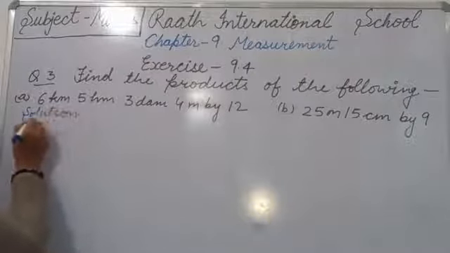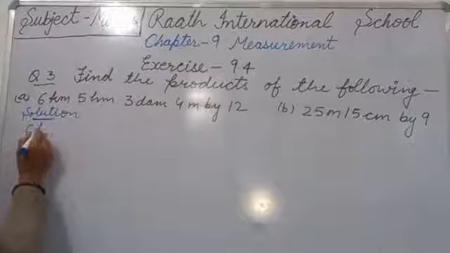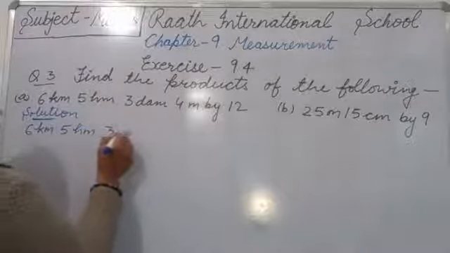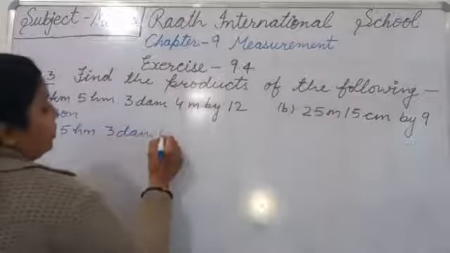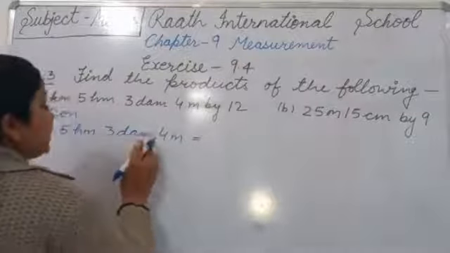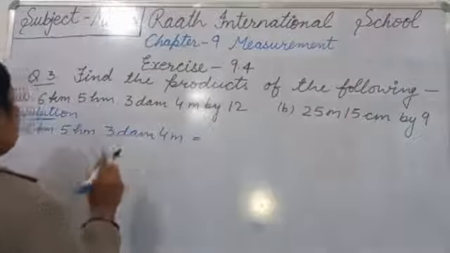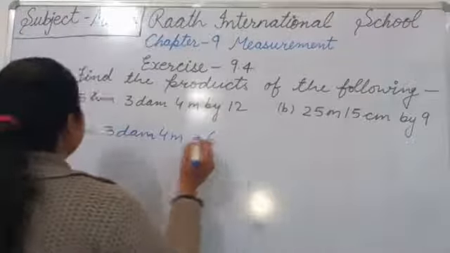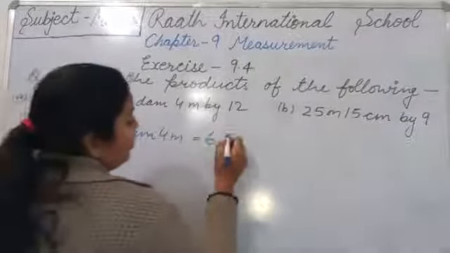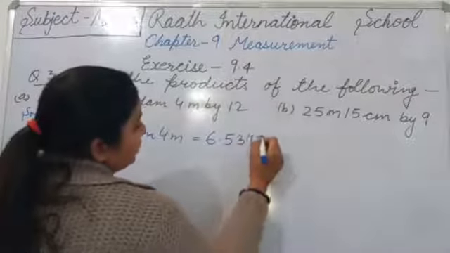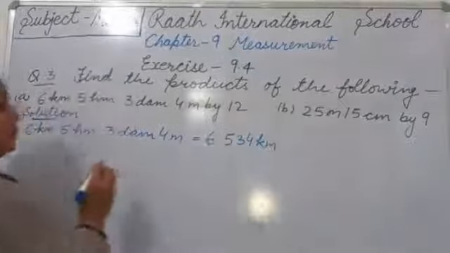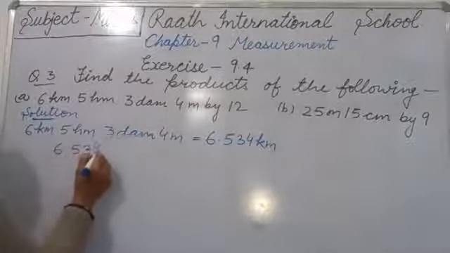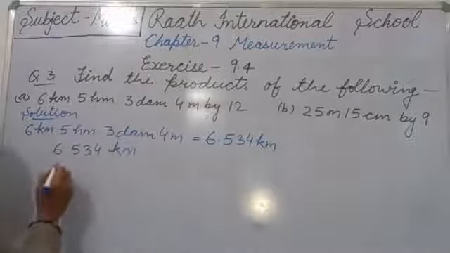Solution. Now the question is there: 6 kilometer, 5 hectometer, 3 decameter, 4 meter. Now we write this in the decimal form. In its decimal form, the highest unit is kilometer. So we will write this as 6.534. Now it has become kilometer. Now we will multiply. So right here, 6.534 kilometer multiply by 12.